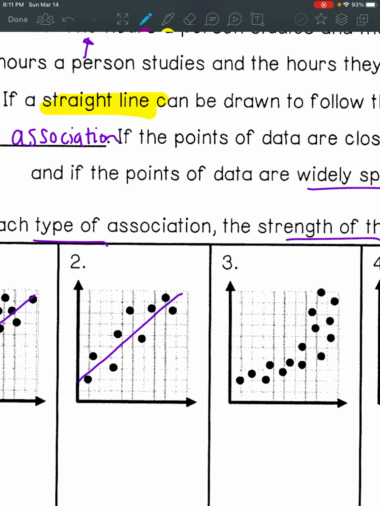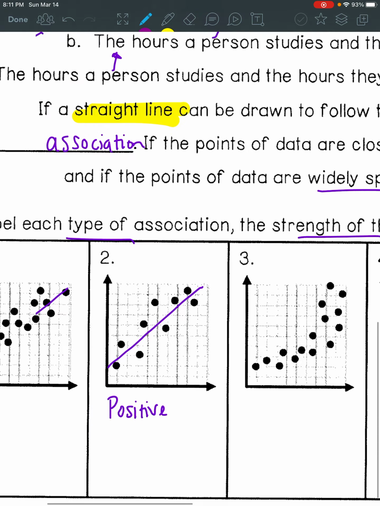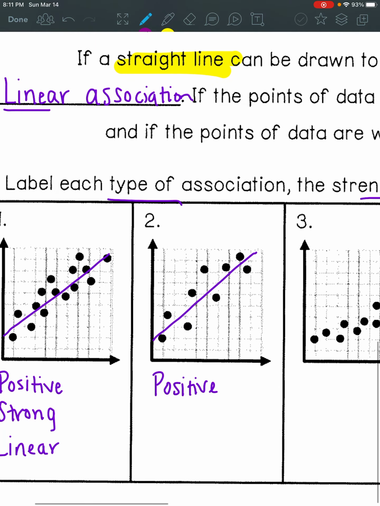Next one, it is uphill as well. So this one, again, is a positive association. However, these points are a little more spread out. They're not as close as the last one. So this would be a little weaker than the first one. And again, it is forming a straight line, so it's linear.